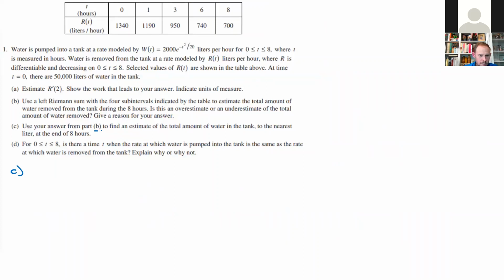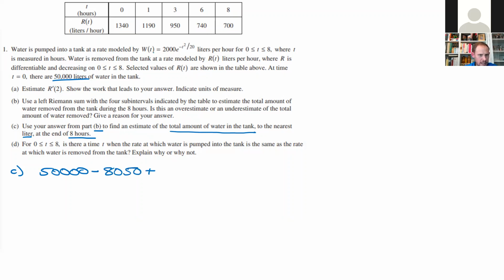Part C. Use your answer from part B to find an estimate for the total amount of water in the tank to the nearest liter at the end of 8 hours. We have a certain amount of water in the tank to start. So we have 5,000 in the tank to start. We just figured out how much was being removed, which was 8,050.